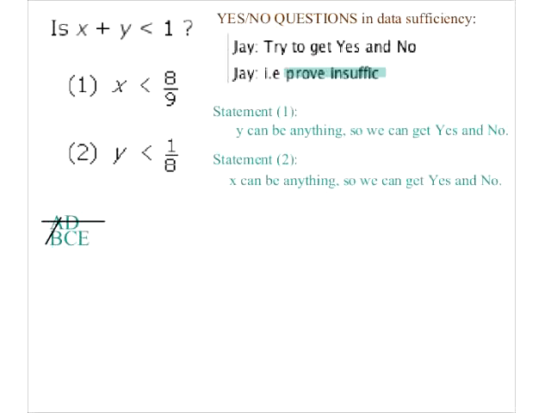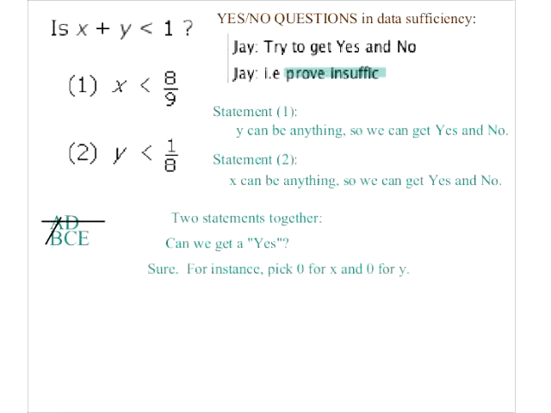Now, the two statements together, let's try to get a yes and also try to get a no. See if we can do that. So can we get a yes to this question? Sure, that's pretty easy. I mean, most random values you pick are going to give you a yes here. For instance, you can just pick 0 and 0. So 0 plus 0 is less than 1, and that's going to be a yes.